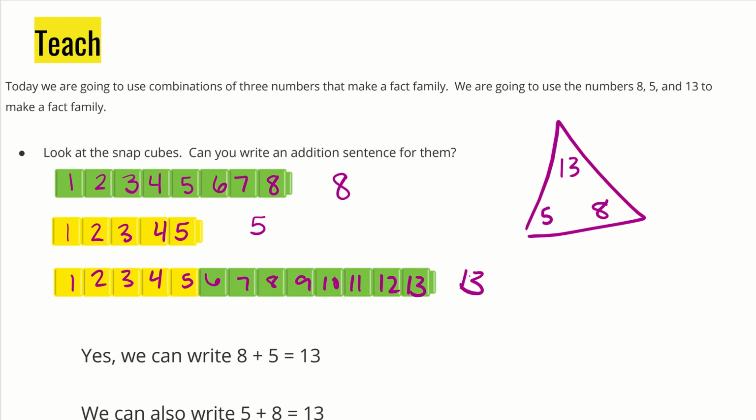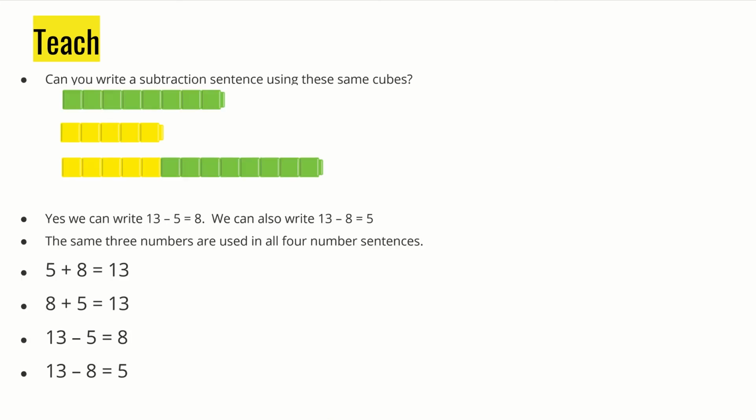If we wanted to add our yellow and green snap cubes together to find out the total number of cubes, we can add our green plus our yellow, which would be 8 plus 5, or we can switch our numbers and add our yellow plus our green, which would be 5 plus 8. And both times we're going to get an answer of 13 because that is a fact family. And it doesn't matter which order we add our 8 and 5. If we add 8 and 5 or 5 and 8, it always makes 13.